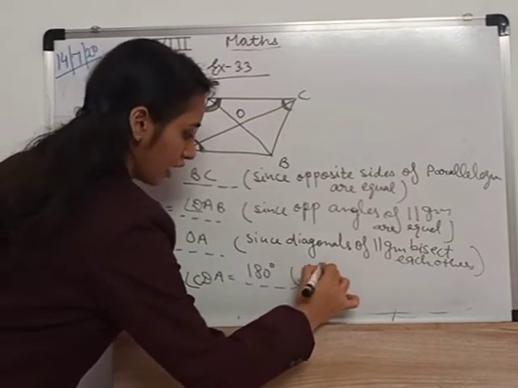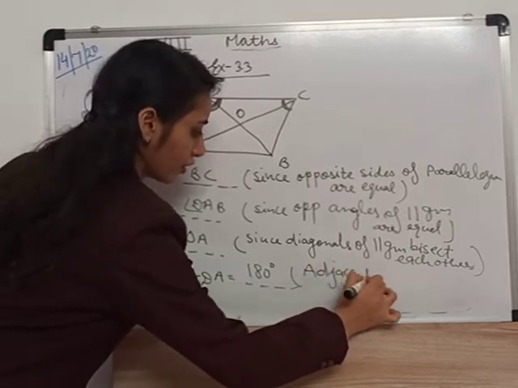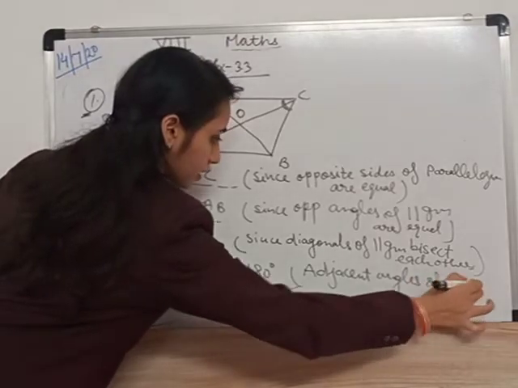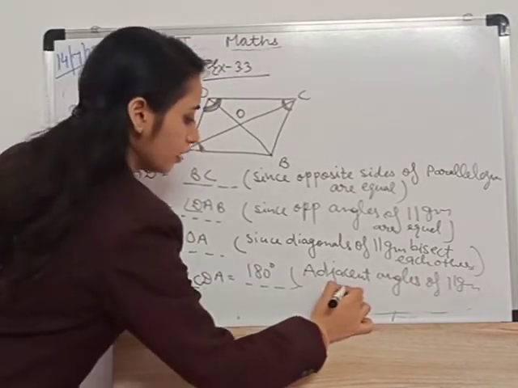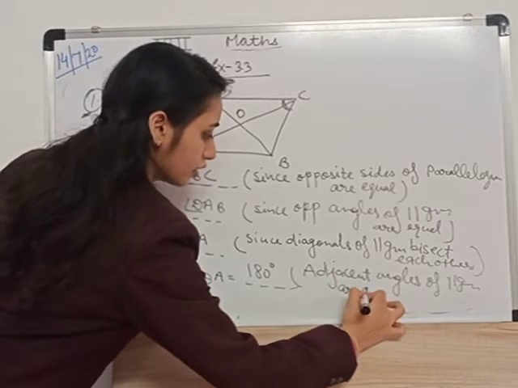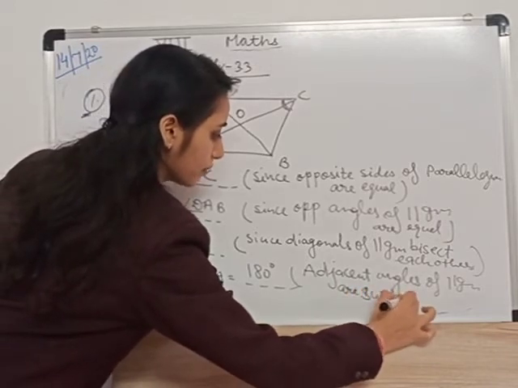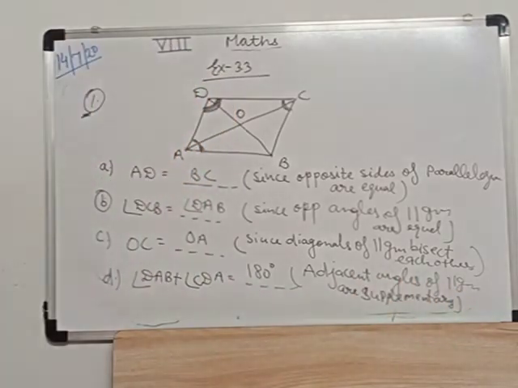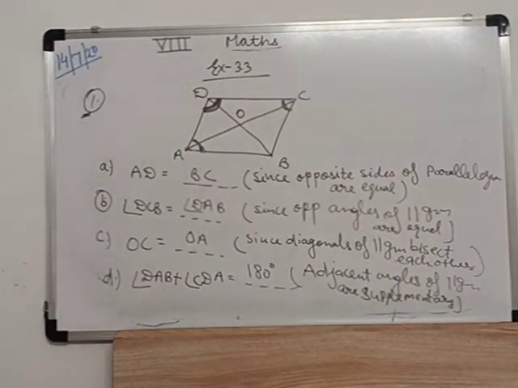Reason is adjacent angles of a parallelogram are 180 or supplementary. Supplementary means 180. Understood? This is all about question number 1. In question number 1 we only have to write according to the properties of a parallelogram. If you have learned all the properties, you can write easily.